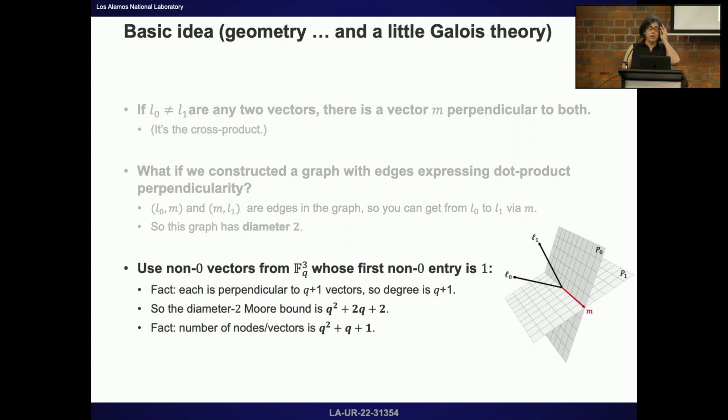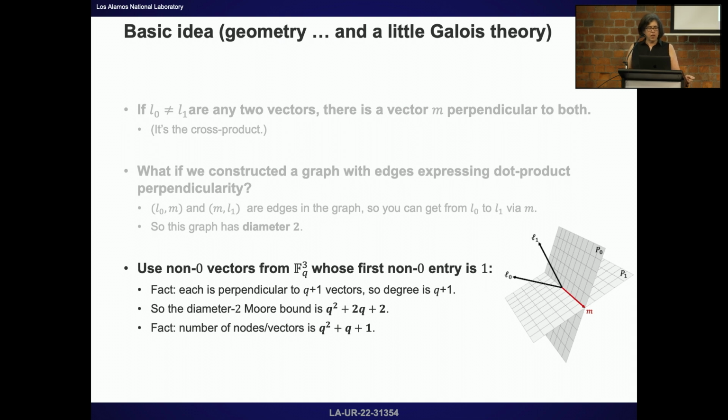So now we're going to move into Galois theory. That's fine when you're in Euclidean space. Unfortunately, that gives you an infinite number of vectors, and we're not going to build an infinitely large computer. What we're going to use is a finite field. You use F_q, the vectors of dimension 3, and you use those vectors whose first non-zero entry is 1.